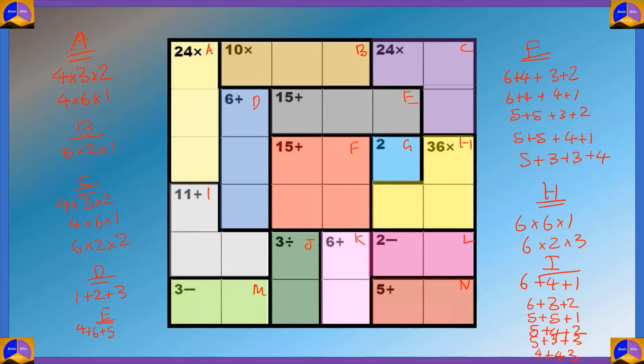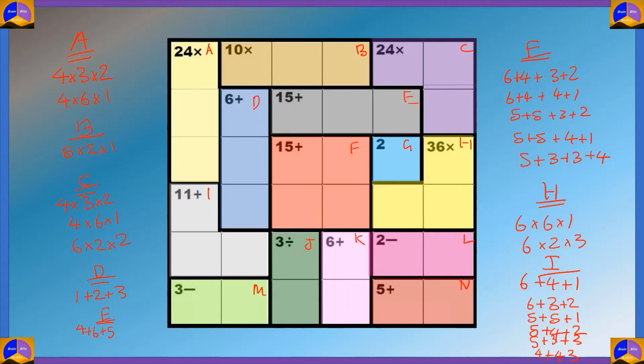Now, let's look at cage J. In this cage, there are two cells and the operation is division. After dividing, our result must be 3. So, the options are 3 divided by 1 and 6 divided by 2.